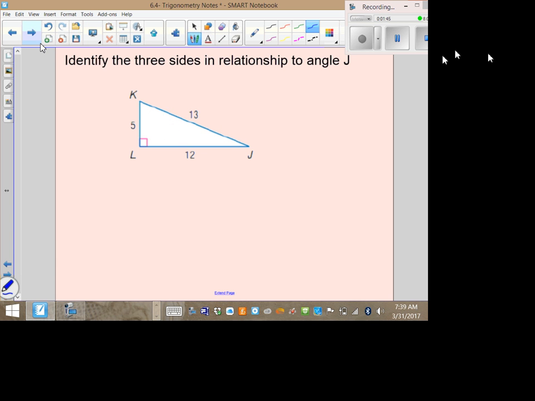Here again, identify the three sides in relationship to angle J. Here, our 12 is going to be our adjacent because it is touching our angle. 5 is the side across from that angle, so that's our opposite. And then 13 is still our hypotenuse.